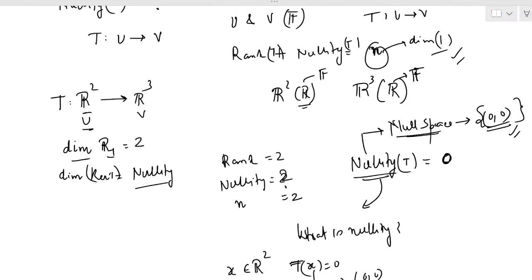We are taking the dimension of range space equal to the dimension of U, right? See, after all... no, we are taking the dimension of range space equal to the dimension of U.